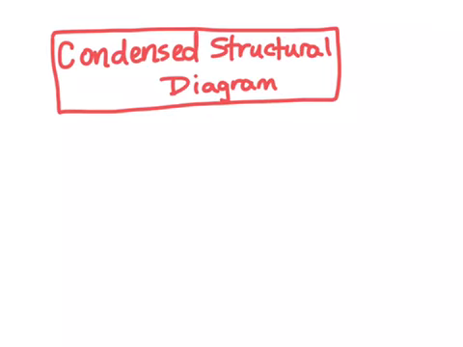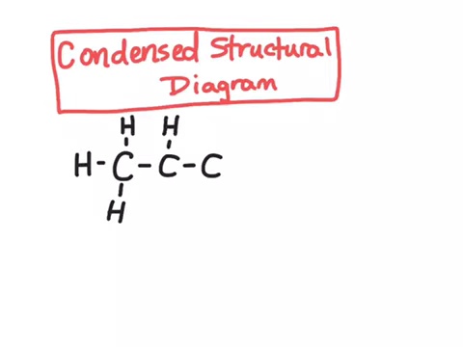A condensed structural diagram includes all of the atoms, however, the hydrogens are collapsed onto the carbon. So looking at our previous example of propane, this is the structural diagram once again. So again, all of the bonds are shown in the structural diagram. In the condensed structural diagram, the hydrogens are collapsed onto the carbons.